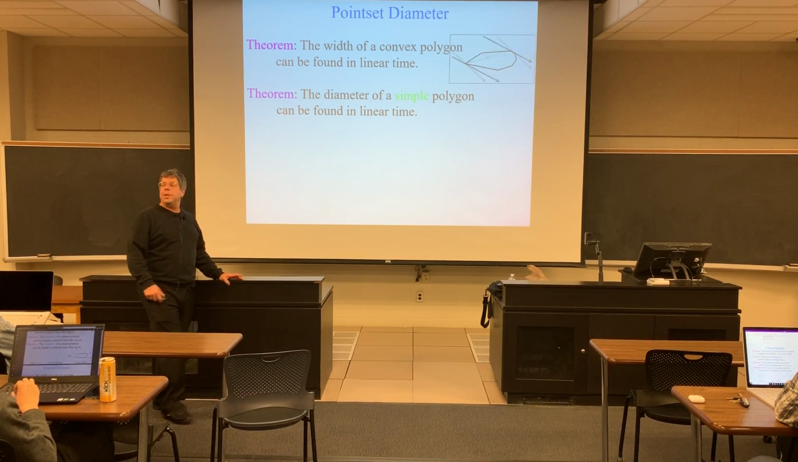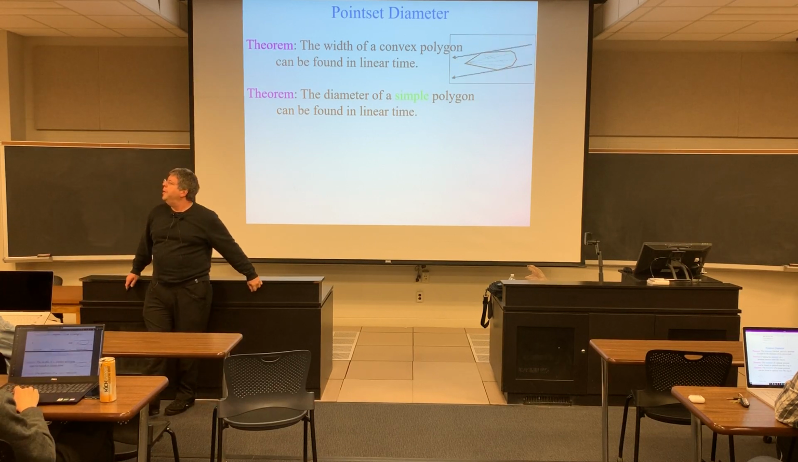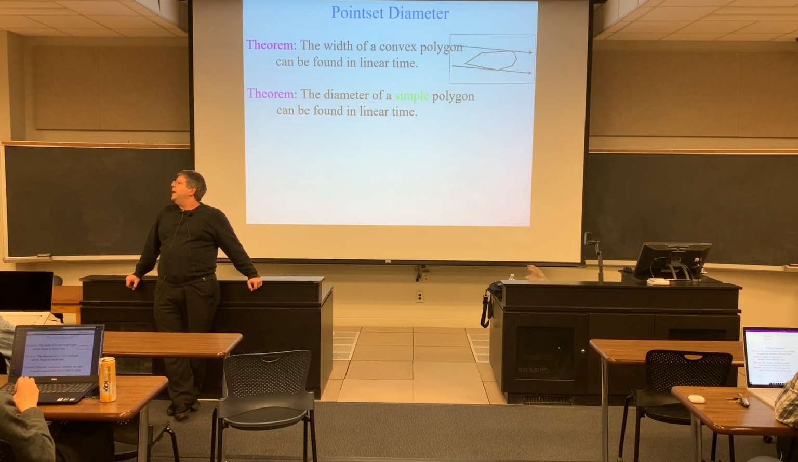I'll let you think about that. Yeah. So its diameter is the same as the convex hull of it. So you can do a Graham scan to figure out the convex version of it and then convert it. Yeah, you can use Graham scan and then use rotating calipers, but you just spend n log n time.